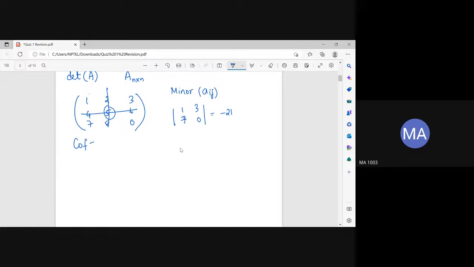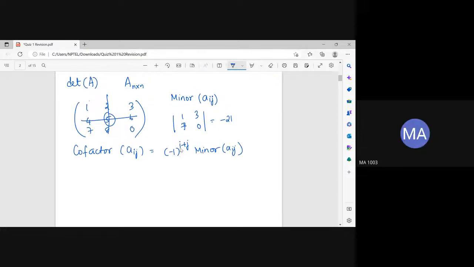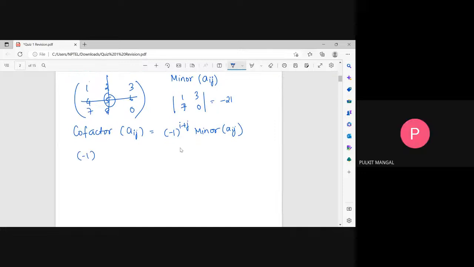What is cofactor? Minus 1 to the power i plus j into the minor of Aij, right? Yes. So what is the cofactor of 5? Minus 21. Minus 1 power 2 plus 2 into minus 21. So this is going to be minus 21.